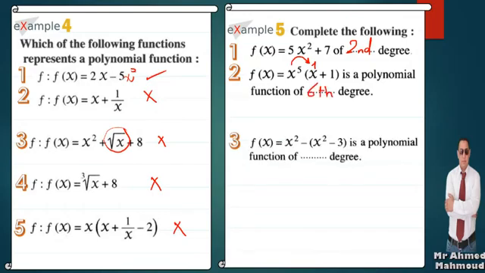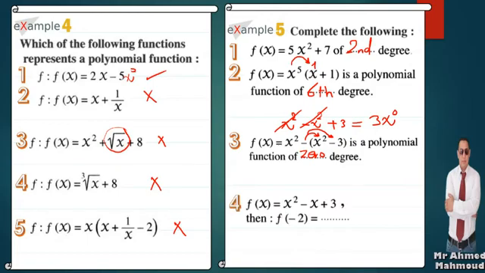The next one. Here we have x power 2 minus (x power 2 minus 3). Okay, now I need to simplify this one. I will write x power of 2 and I will distribute the negative among the bracket to be negative x power of 2, negative negative, positive 3. X power 2 minus x power 2 is 0. It will be 3. Then this one is of 0 degree. Why 0 degree? Because we have here x to the power of 0.